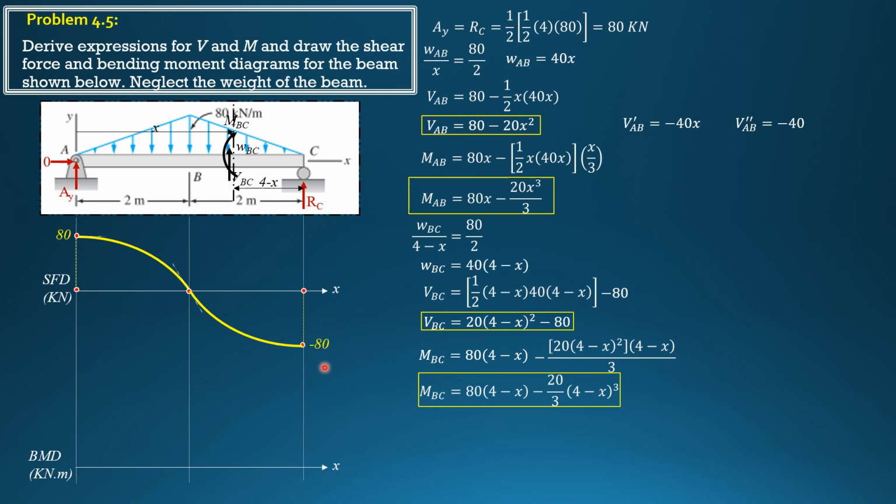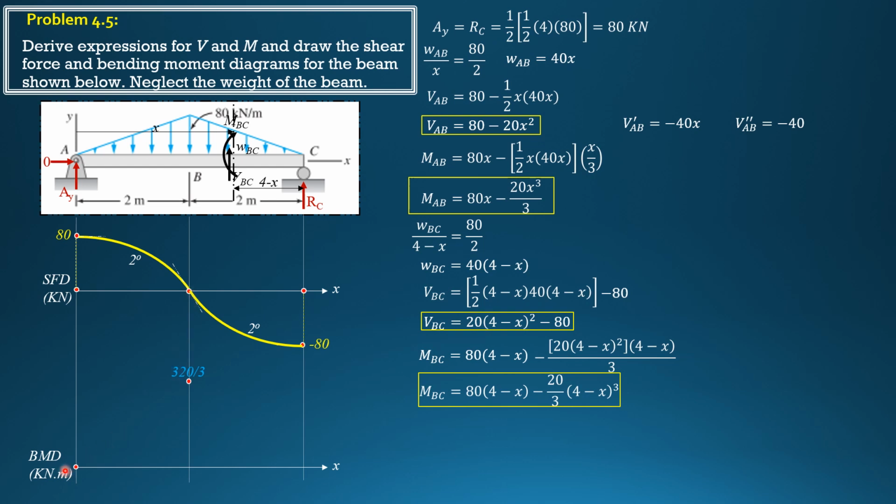Then for the bending moment diagram, M_AB, first set x from 0 to 2. It is defined from 0 to 2, so it is 0. By the way, this is a second degree curve, so it begins with 0. Then when x is 2, 80 times 2 minus 20 times 2 cubed over 3, use your calculator there. It is equal to 320 over 3. So the shear at x equals 2, at B, is 0.